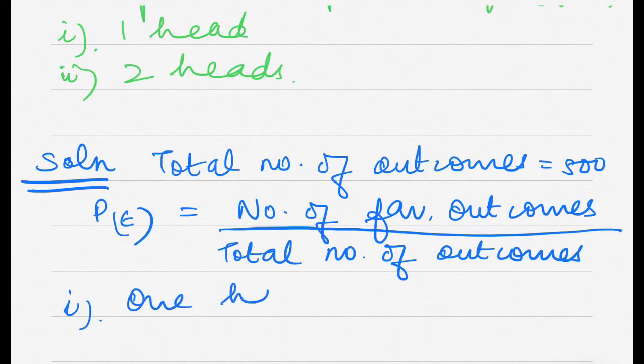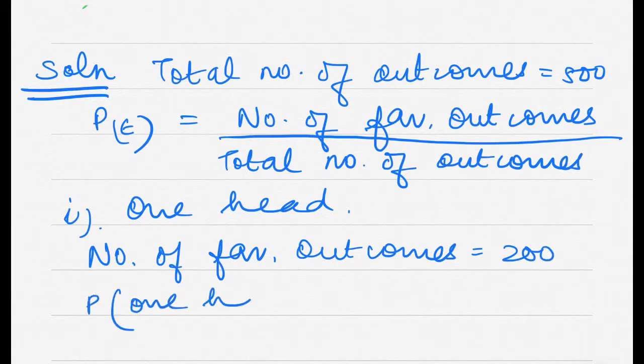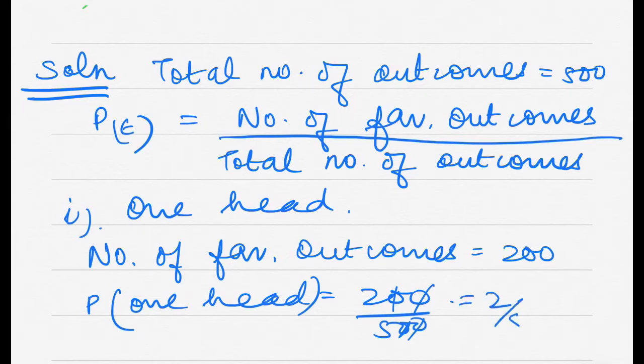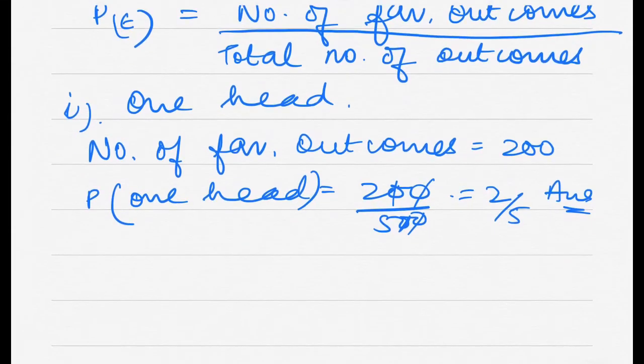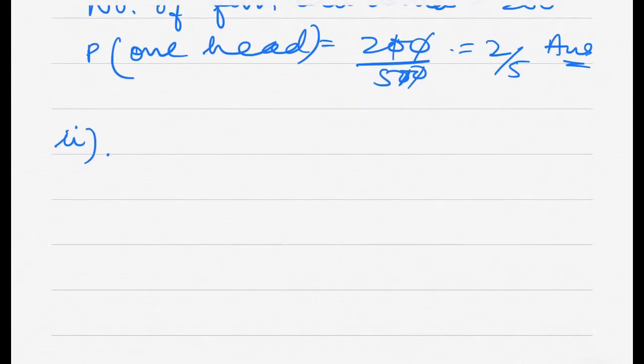Now the first part says 1 head. The number of favorable outcomes for getting 1 head is already given in the question as 200 times. So the probability of getting 1 head will be equal to 200 by 500, which is 2 by 5. That's my answer.